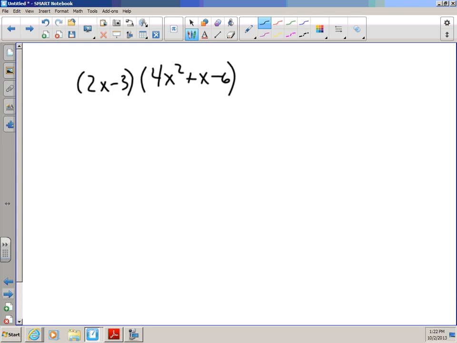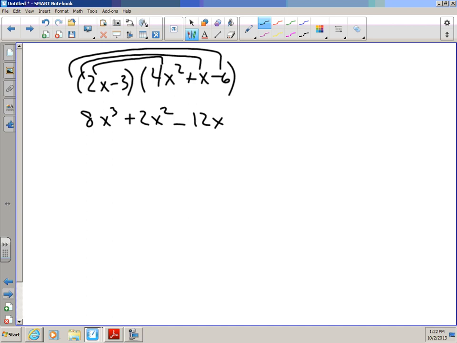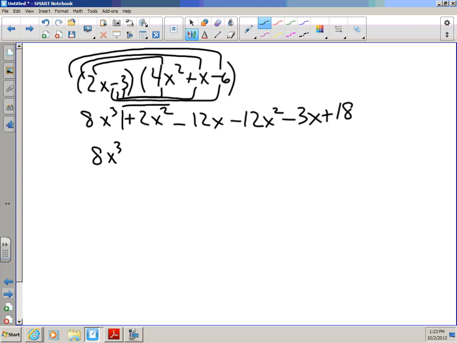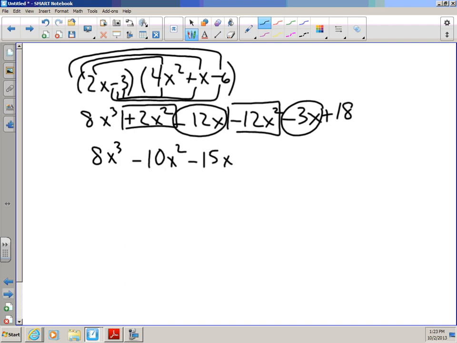Well, method 1, distribute. 8x cubed plus 2x squared minus 12x minus 12x squared minus 3x and plus 18. We're not done. I have to combine like terms. Nothing is a like term with the 8x cubed. I have like terms here to have a negative 10x squared. I have like terms here to have a negative 15x, and then my positive 18.